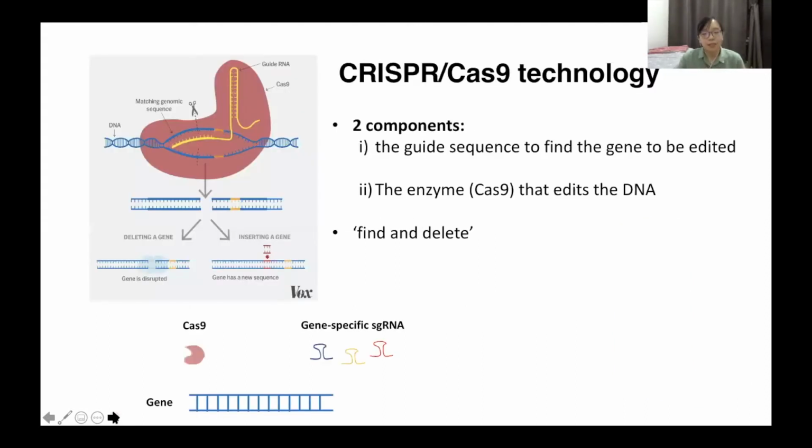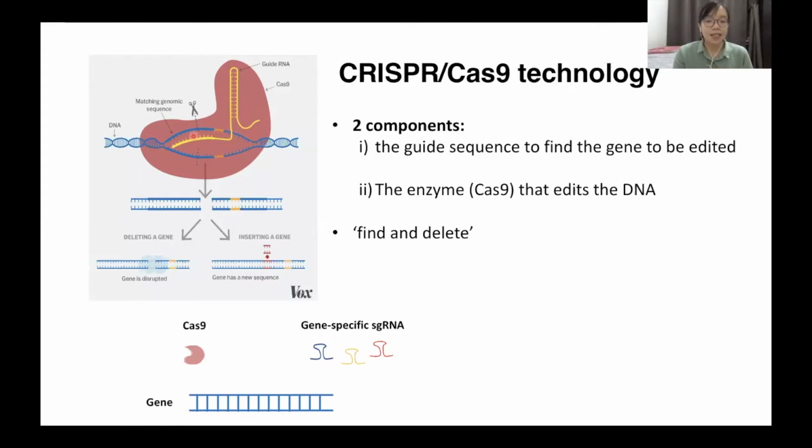But before I move in and explain how CRISPR-Cas9 screens are done, I just want to give a brief explanation of what CRISPR-Cas9 is and how it works. It's a very powerful gene editing tool made up of 2 components. One is the guide sequence, which is highlighted in yellow here. What it does is help to locate the gene that you want to edit.